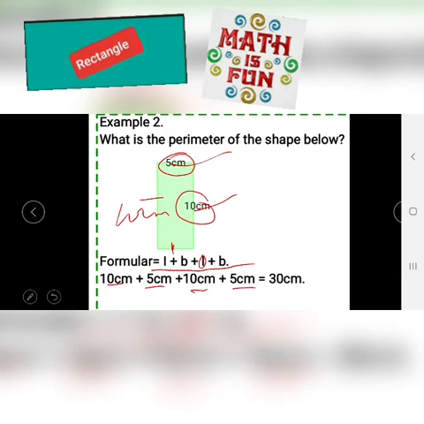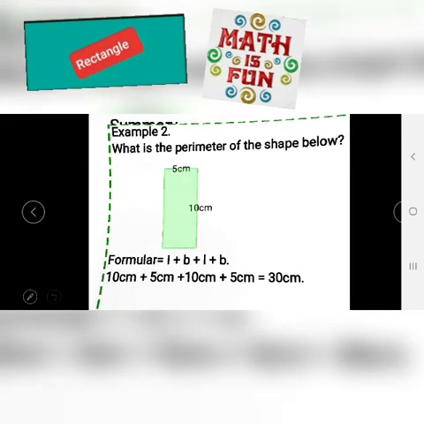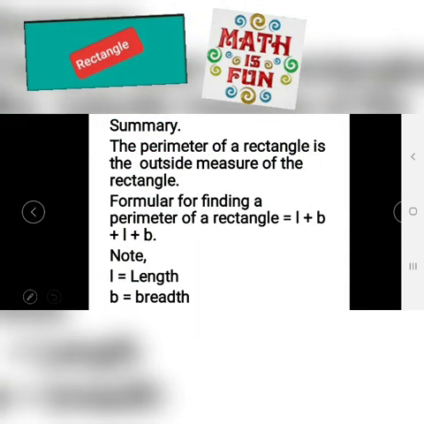If you add everything together, 10 plus 5, 15, plus 10, 25, plus 5, 30. And the unit is what? Centimeter. So you have 30 centimeter. Do not forget that we are adding the what? The sides of the rectangle.